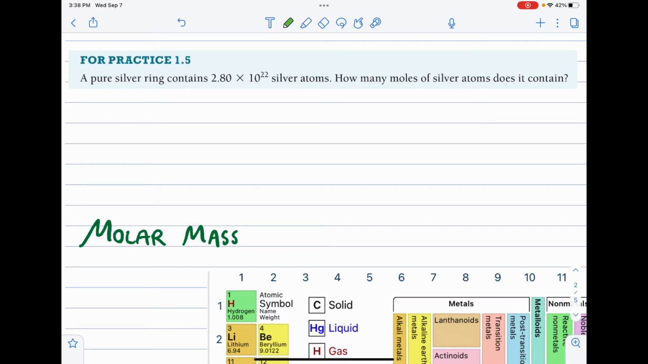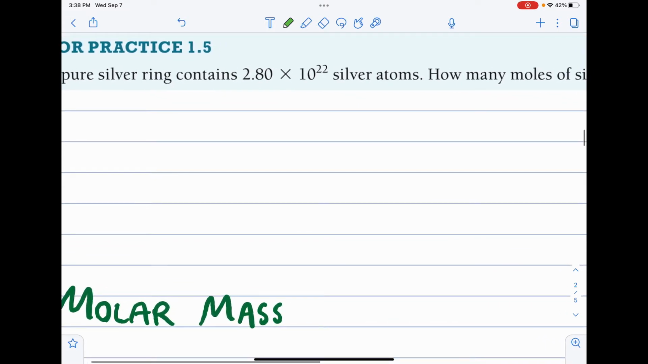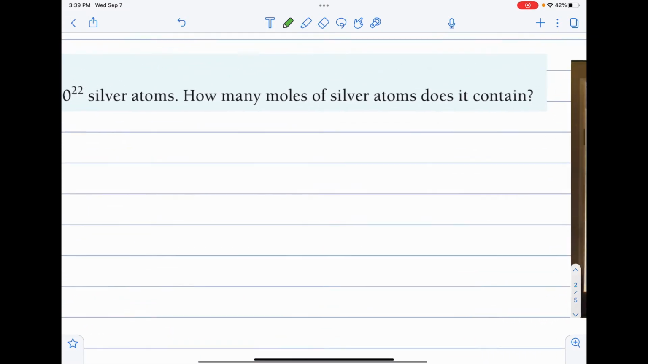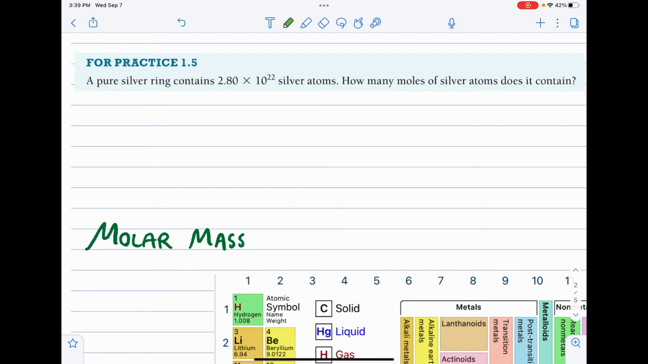Now let's take what we've learned and try an example problem. So we have here a pure silver ring contains 2.80 times 10 to the 22nd silver atoms. How many moles of silver atoms does it contain? So we have our number in the problem, and then we also have 6.02 times 10 to the 23rd power atoms per mole. And that's Avogadro's number, and because there's 6.02 times 10 to the 23rd anything in a mole, then I can make that anything atoms for the purposes of this problem, because then we can take atoms and cancel them out, and we want our answer in units of moles because it asks how many moles.